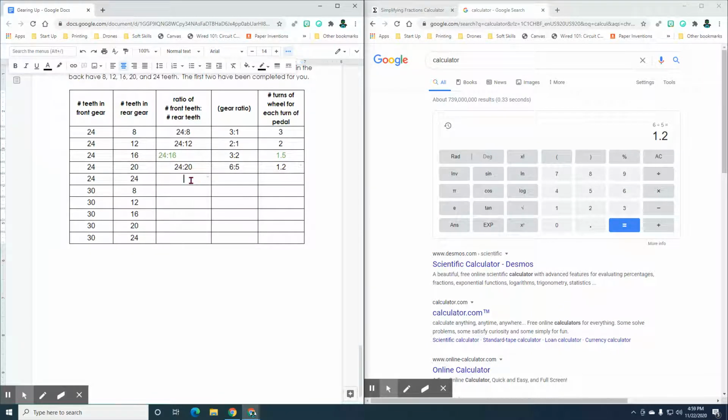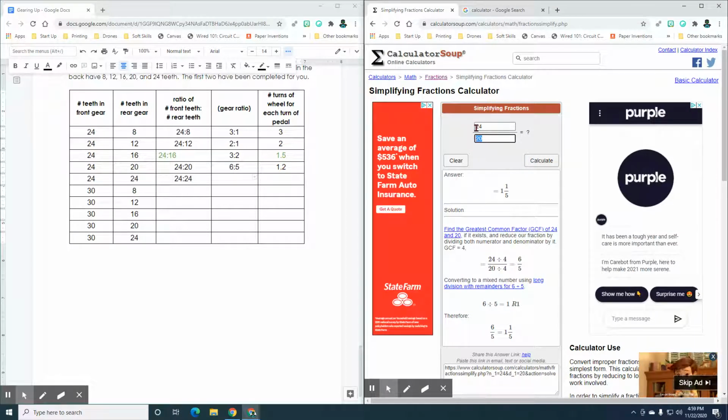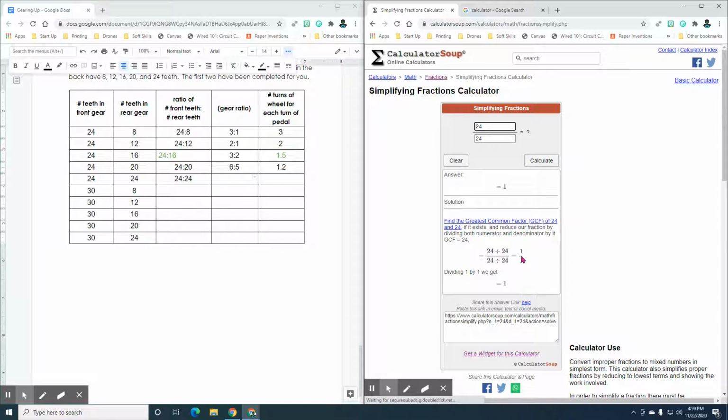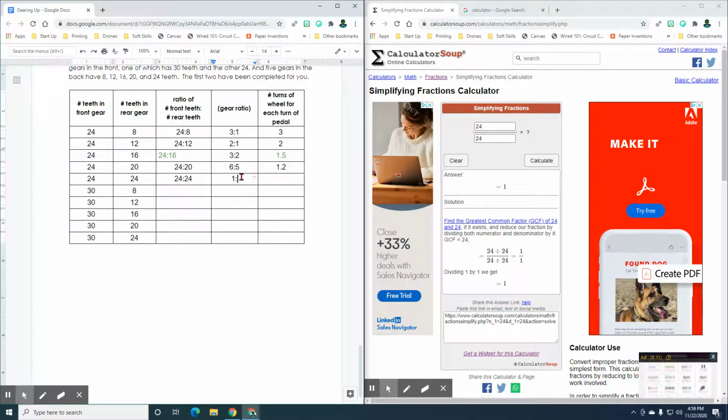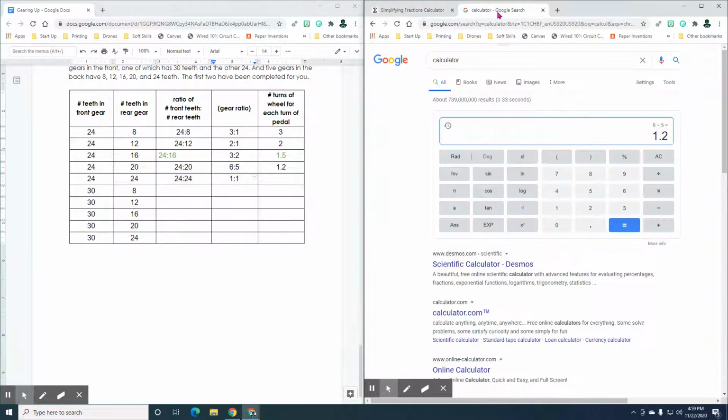So let's do a next one. 24 to 24. Well, have you got this one right? So that would be 24 to 24. The gear ratio. Guess what it is? If we can simplify this, it's 1 to 1. Don't just write 1. It needs to be 1 to 1. And 1 divided by 1, in case you don't know, let's just check. It's 1. So for every pedal you turn, the wheel goes around once. No advantage.